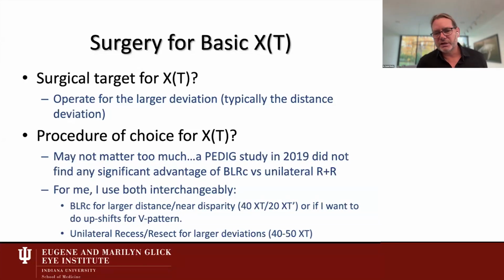However, when the distance and near deviations are pretty similar, or when you have these large deviations, 40 and 50 prism diopters, I find that a unilateral resect procedure allows me to get that larger amount of correction more easily without having to do such a large amount that you cripple the lateral rectus function.